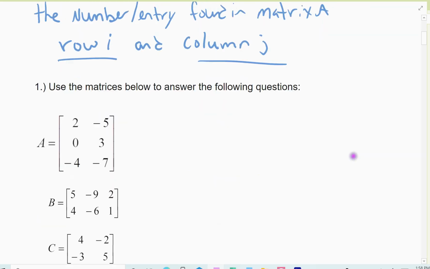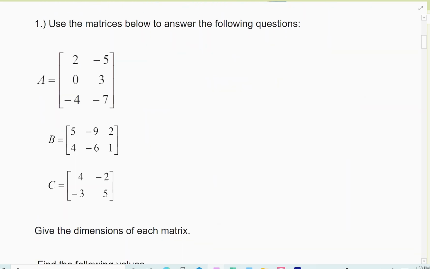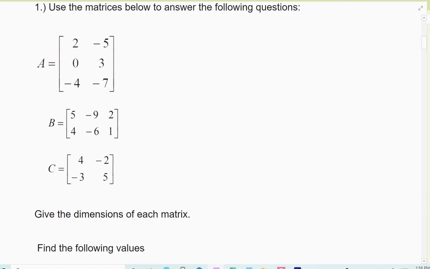Alright, so we're just going to practice some dimensions and then finding numbers in matrices. I've got my three matrices here. The first thing is what are the dimensions of each matrix? My matrix A has 3 rows and 2 columns. This would be row 1, row 2, row 3, column 1, column 2. So it is a 3 by 2 as its dimensions.